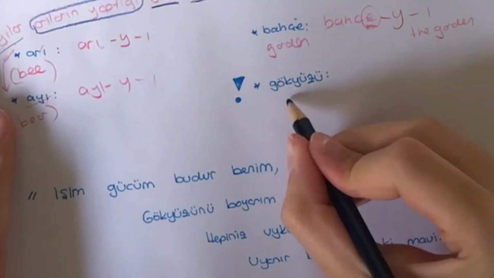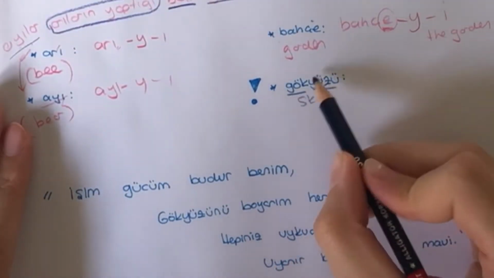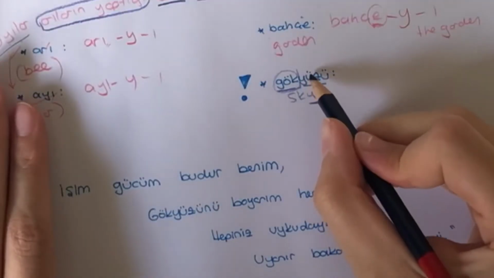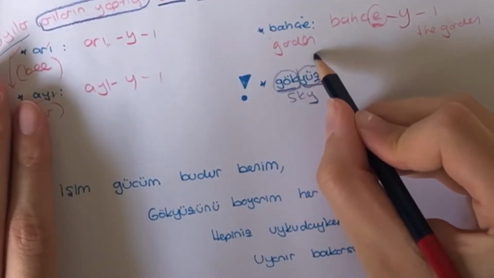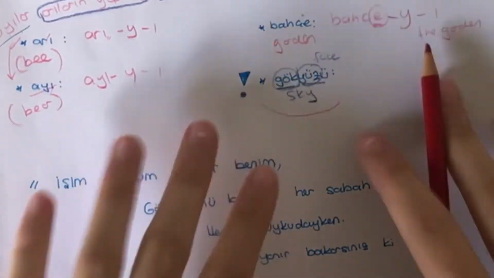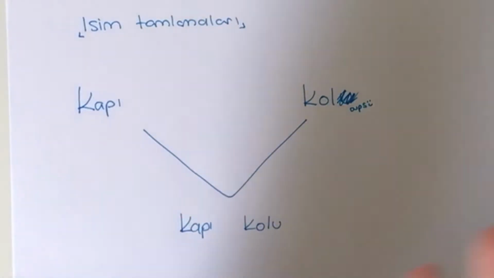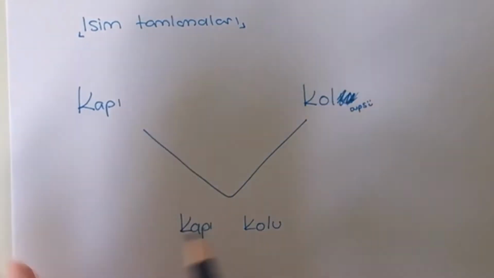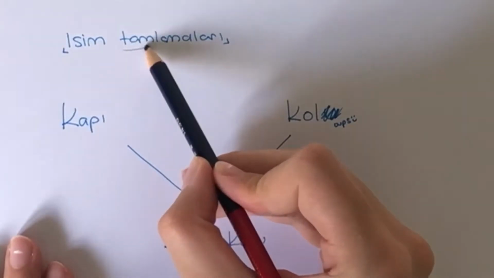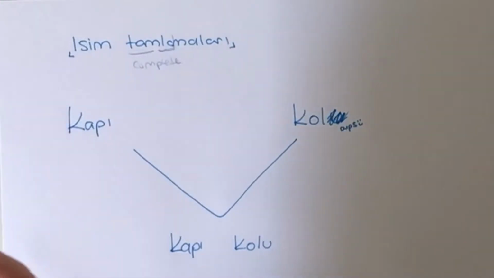Gökyüzü. Here's something important. Gökyüzü means the sky, but it forms with two nouns. Gök, sky, and yüz means face. I'm going to talk about something else, then get back to here. When two nouns come together and form a whole different word, it is called İsim tamlaması. So tam means complete, tamla means to make it complete.